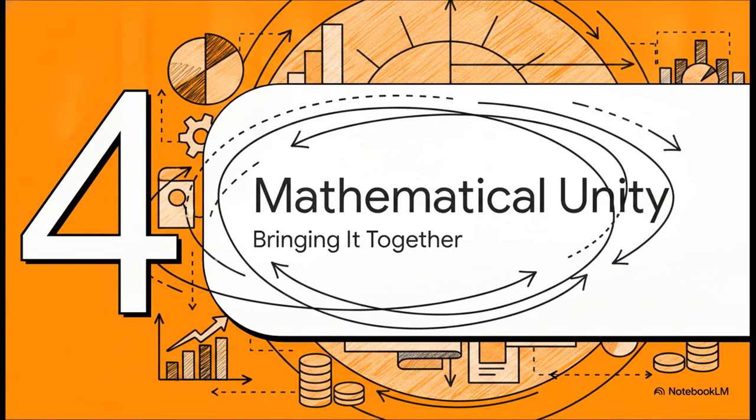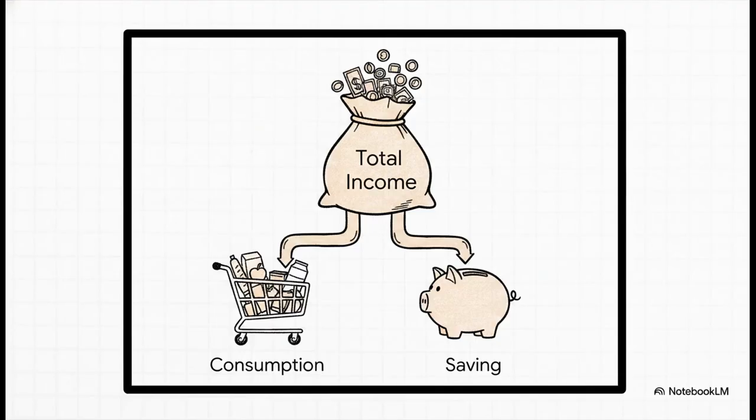All right, let's bring it all together in Section 4, the mathematical unity. Everything we've discussed today rests on one fundamental absolute truth in the Keynesian model. Income can only be spent on consumption, or it can be saved. There is literally no third option. Therefore, consumption plus saving perfectly equals total income. C plus S equals Y. This isn't just some abstract equation, it is the absolute boundary of our economic reality.